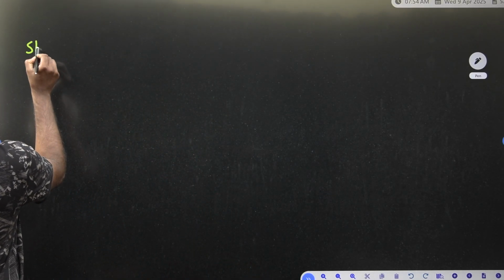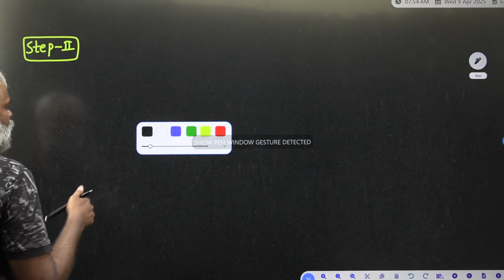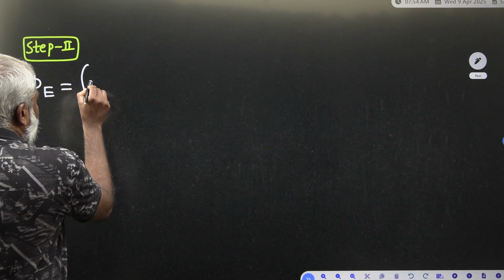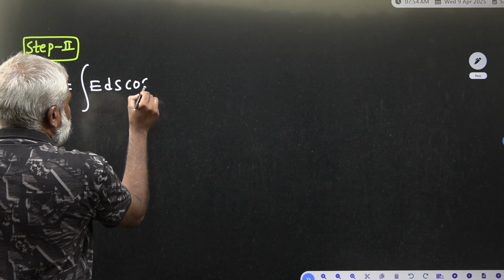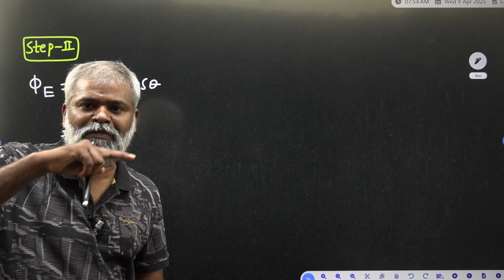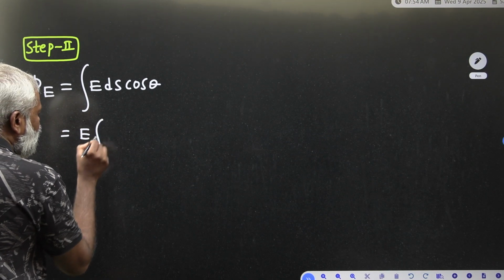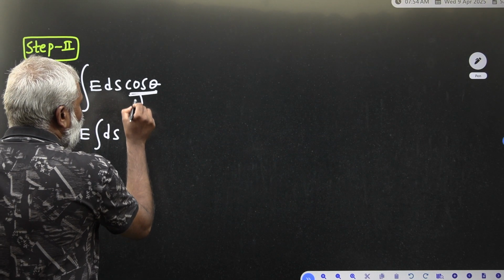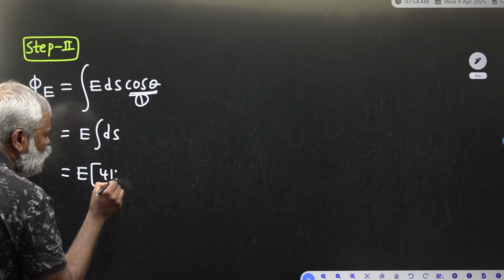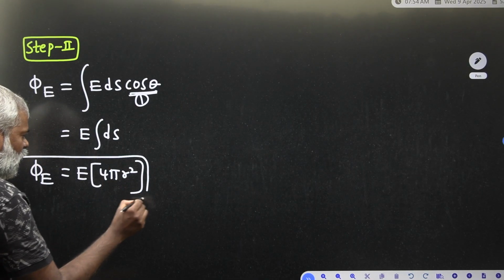Your step 2 is a similar procedure: find the electric flux through a Gaussian surface. The electric flux phi E is equal to integral E ds cos theta. Wherever you go, at all the points on the Gaussian surface, the electric field is the same. That is why you take E outside the integral, and cos theta is equal to 1, that is cos 0 is equal to 1. Therefore, integral ds is equal to 4 pi r square, which gives the electric flux.